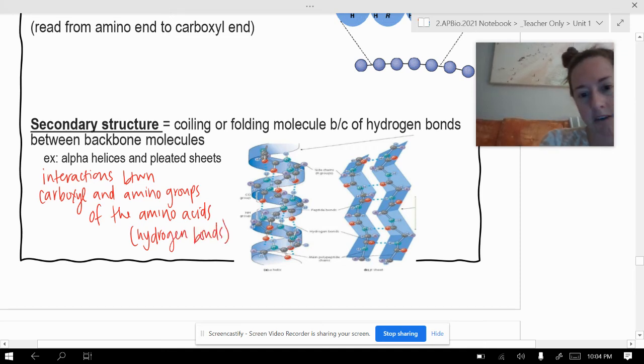So you can see here in this diagram that the dotted lines are what's forming the helix or the sheet, and the dotted lines represent hydrogen bonds. So pretty weak interactions. They're holding these things together.